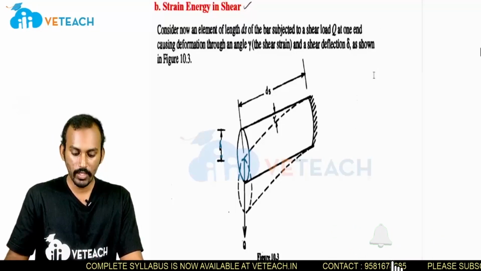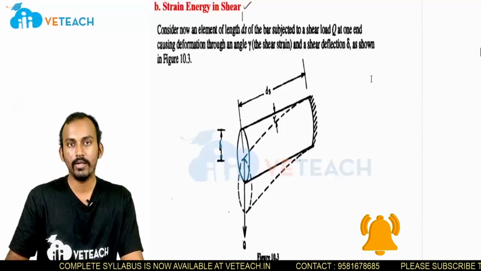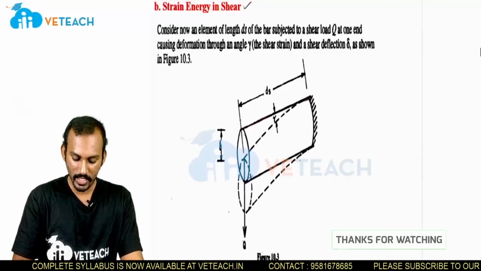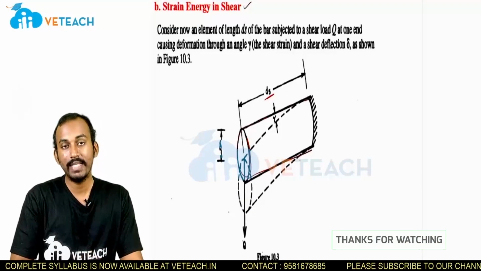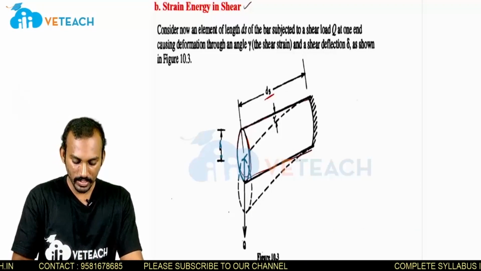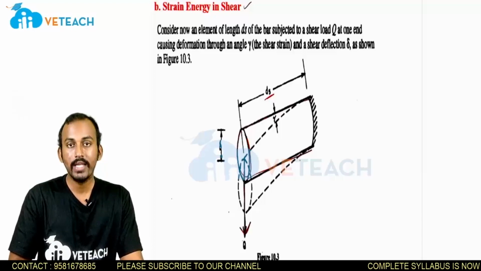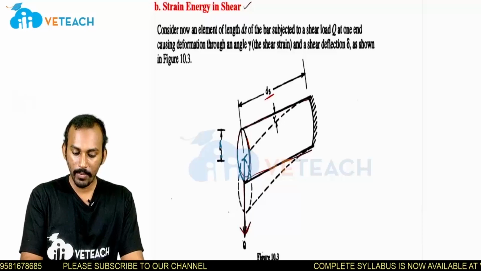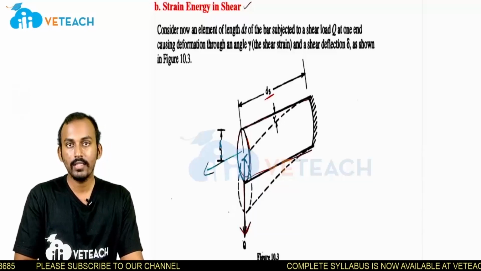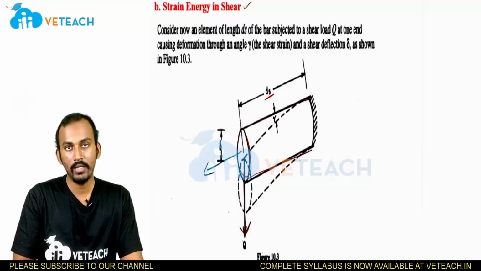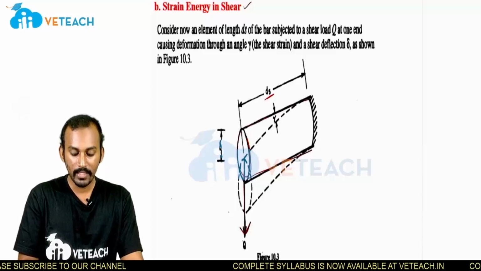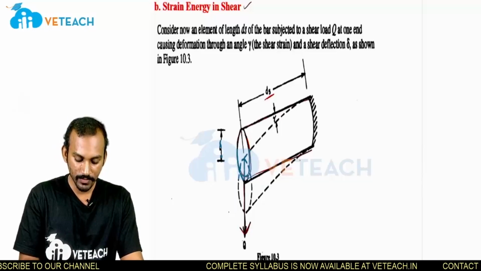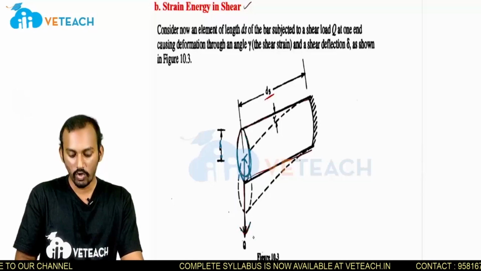For that, I am considering a small element. This is the small element that I am considering. The length of the element is ds. Once I apply this shear load, it is the load parallel to the surface of the body. If you apply the load in the perpendicular direction, that is the normal load. But here, parallel to the surface, I am applying a load Q.